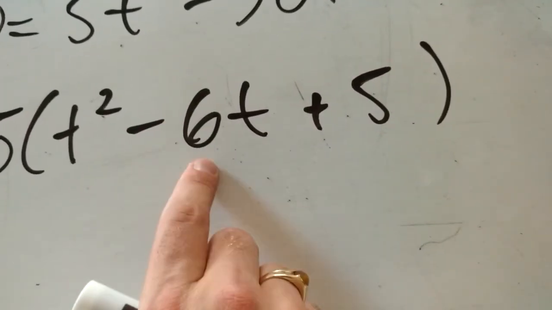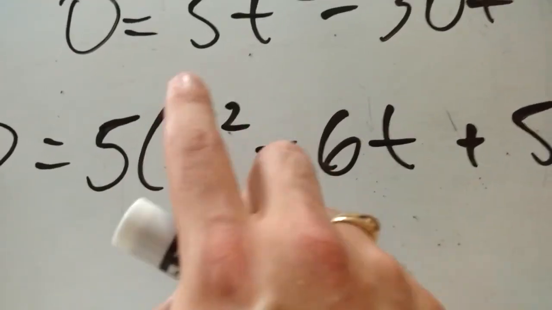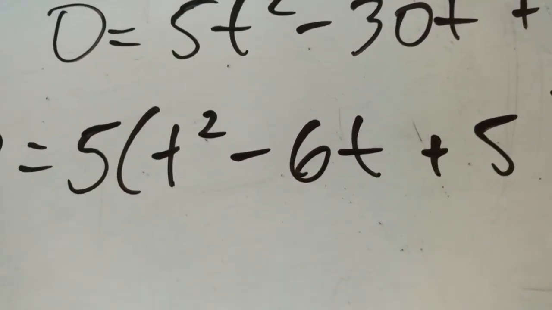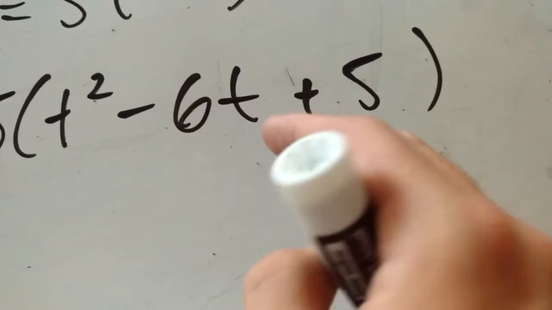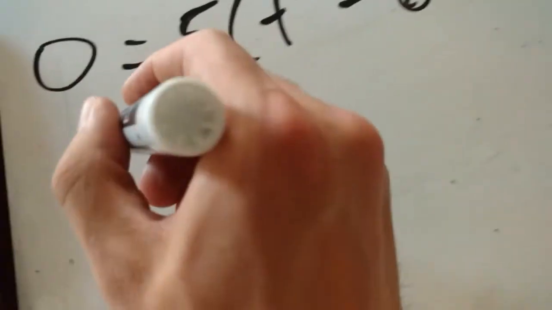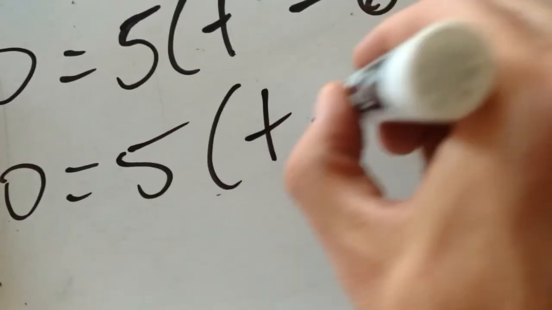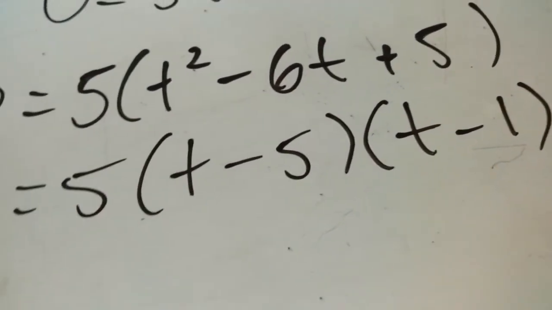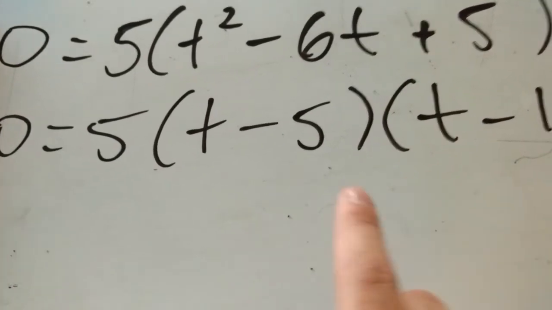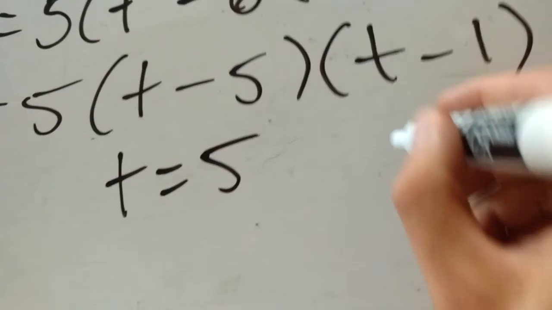We have a sum of negative 6 and a product of positive 5. And also notice there's no number in front of the t squared, so we don't have to do that really long sum product rule. We can just use the basic sum product rule. So sum of negative 6, product of 5, that'll be negative 5 and negative 1. So we can write this now as 0 equals 5 times t minus 5 and t minus 1. So this is going to be equal to 0 when either this is 0 or this is 0. So either t is 5 or t is 1.